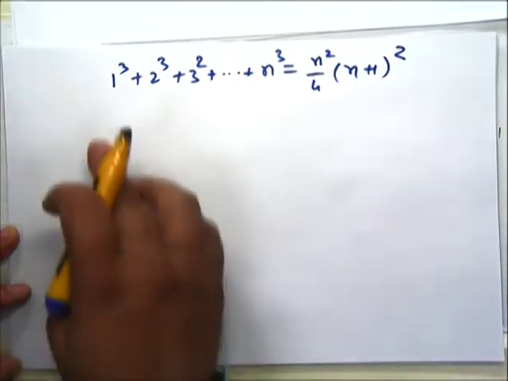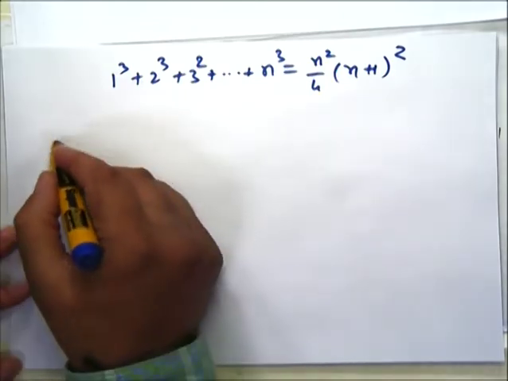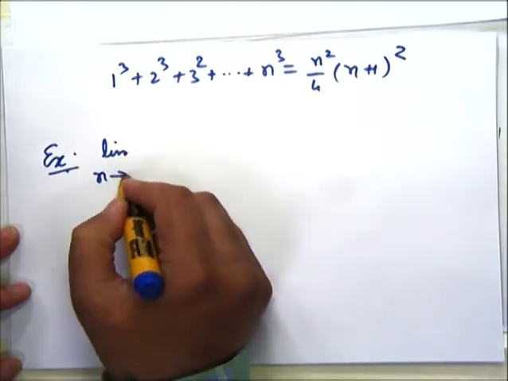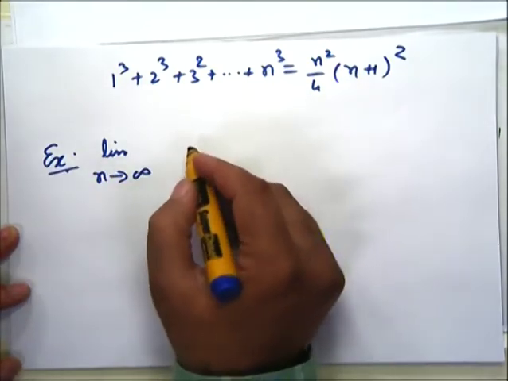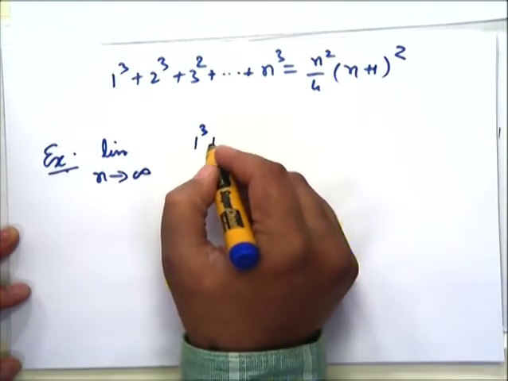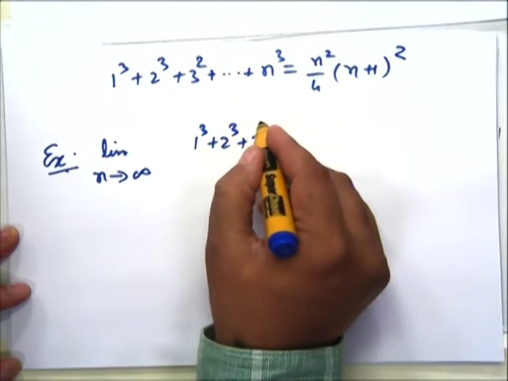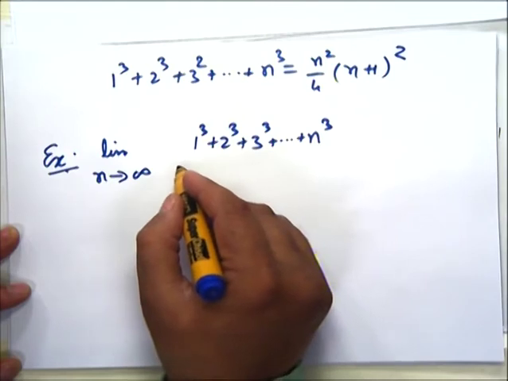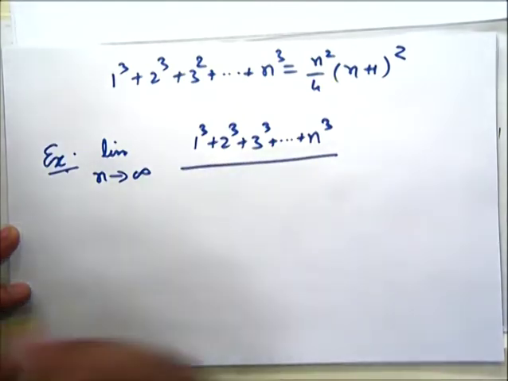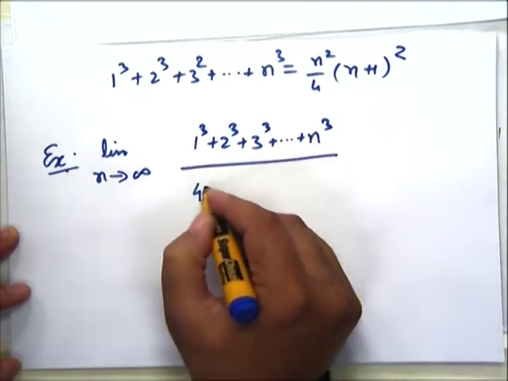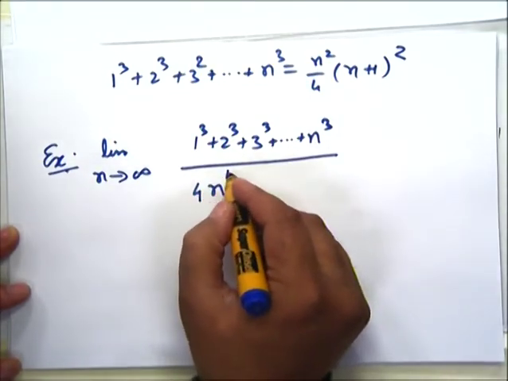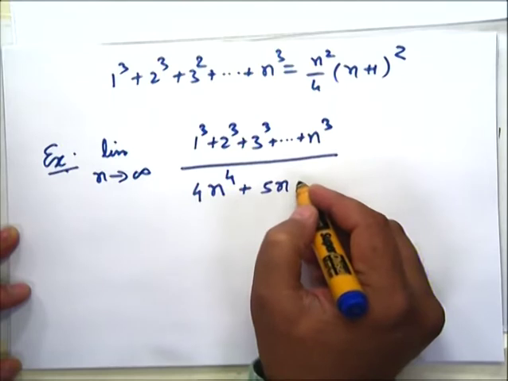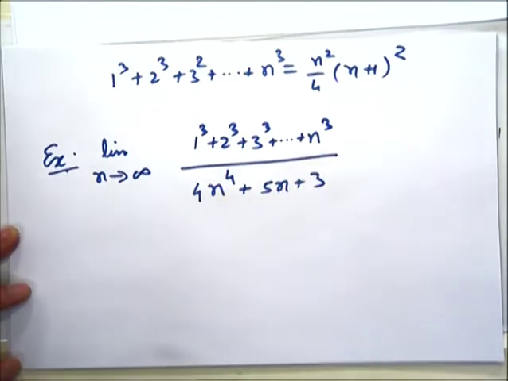Okay, so let us use an example over here. Our example: limit n tends to infinity, 1 cube plus 2 cube plus 3 cube up to n cube upon 4n raised to 4 plus 5n plus 3. I'm using this.